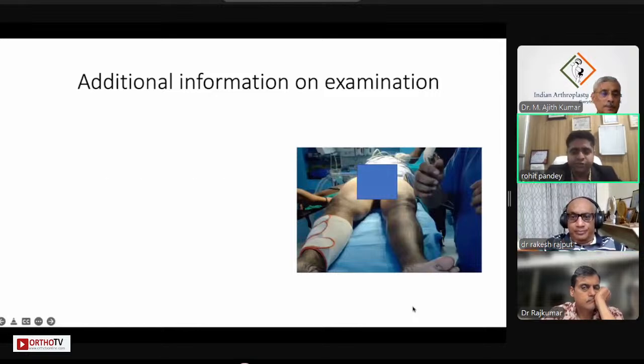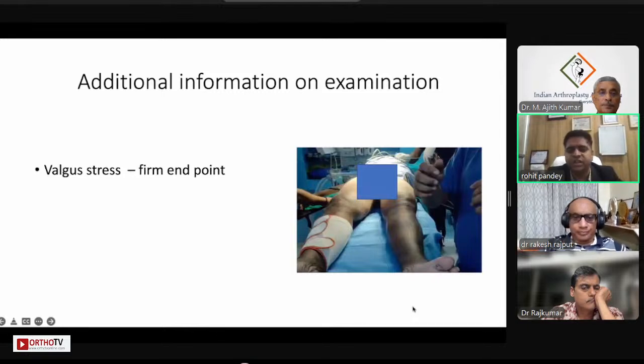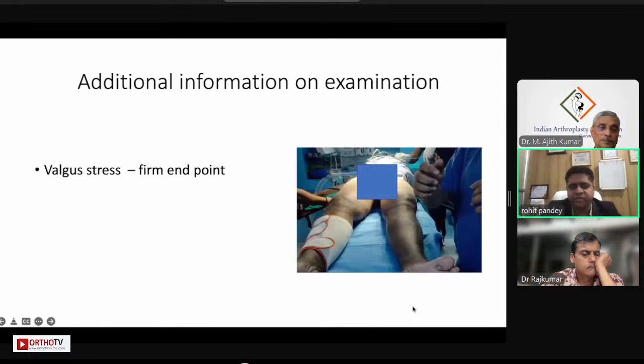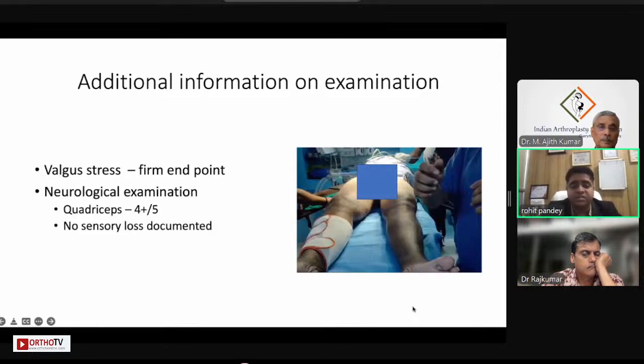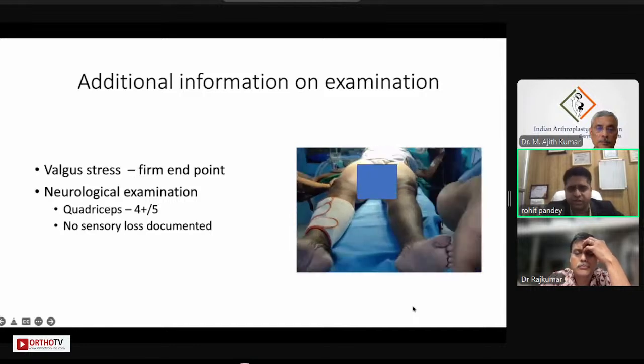Yeah, definitely. For the same thing, the first important thing was the competency of the MCL. On giving the valgus test, there was a firm endpoint present. And the second most important thing is the neurological examination. In this case, the quadriceps power was 4+/5, and no sensory loss was documented.